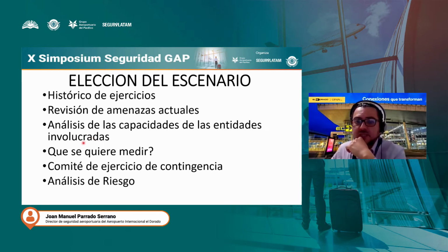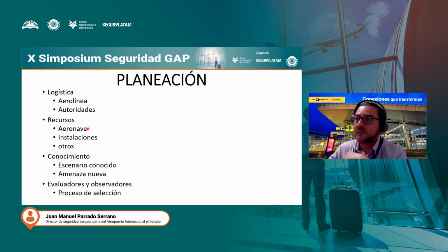Then we define what we want to measure, what is the answer or the response that we are looking for. Then we create a committee for the contingency exercise, and we do the risk analysis to check that this exercise would have the goal to mitigate a risk at the airport. Then we move on to the planning stage.